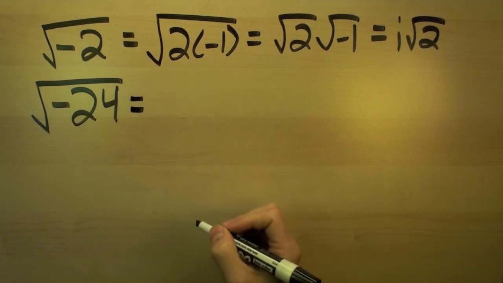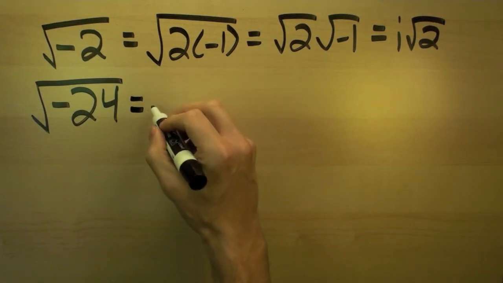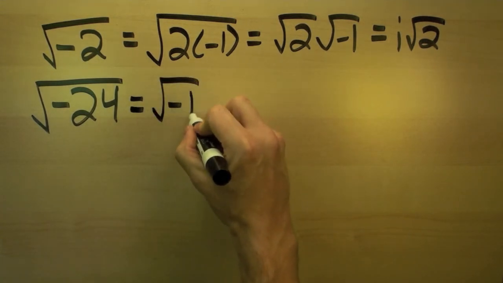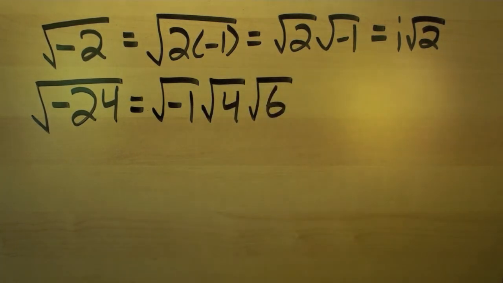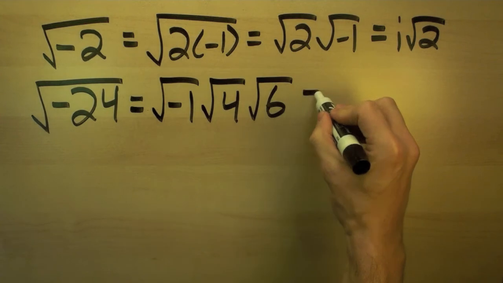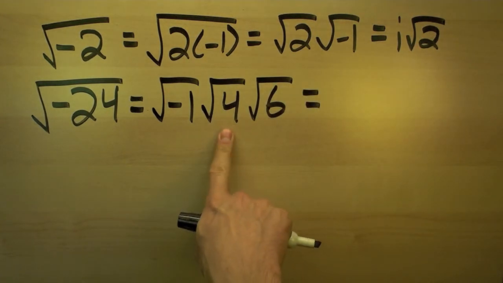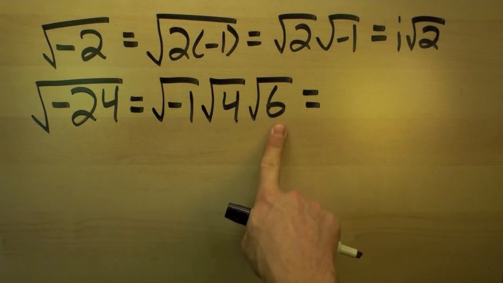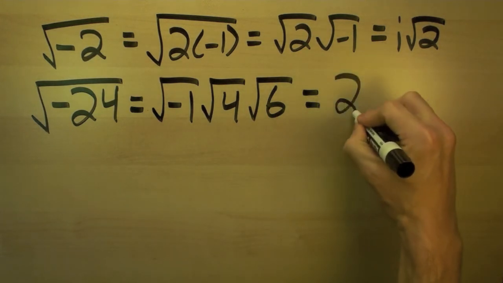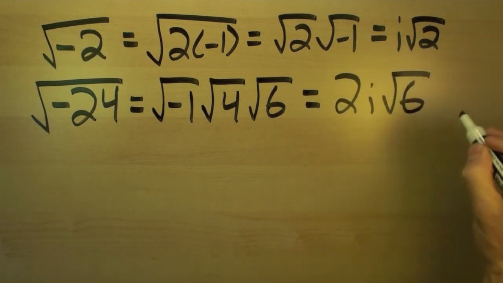As for the square root of -24, we can think of this as being the square root of -1 times the square root of 4 times the square root of 6. Well, the square root of 4 becomes a 2. The square root of -1 becomes i, and there's really not much we can do with the square root of 6. So this becomes 2i times the square root of 6.